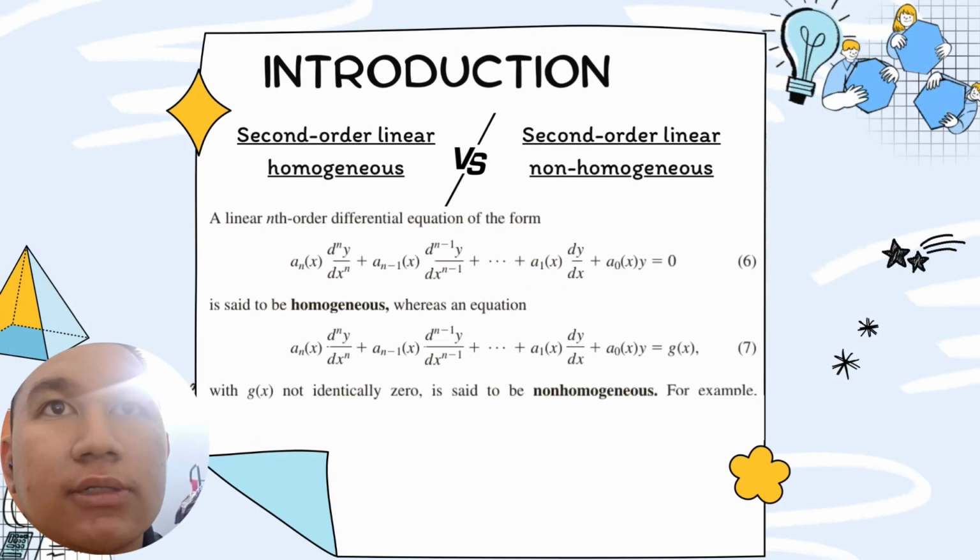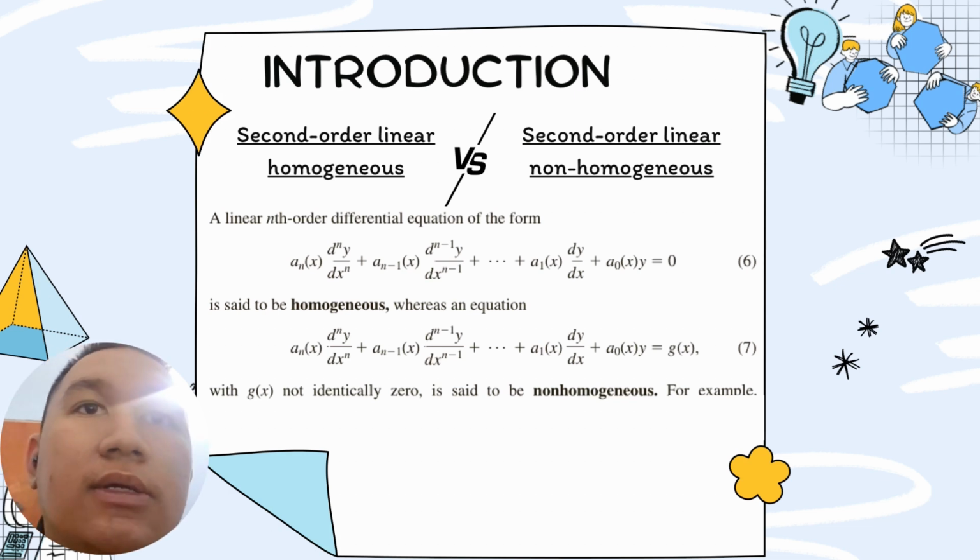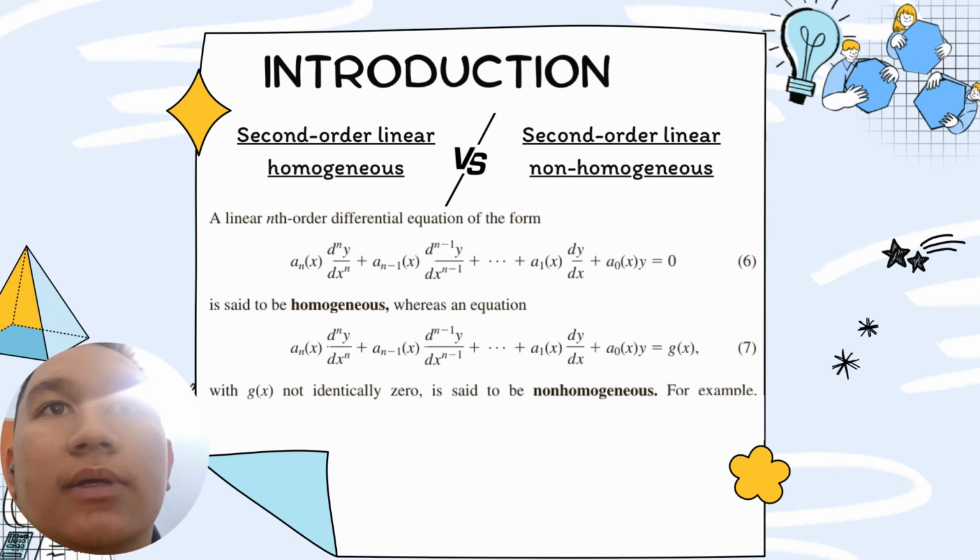For introduction, there are two categories: second order linear homogeneous versus second order linear non-homogeneous. A linear second order differential equation of the form is equal to 0 is said to be homogeneous, whereas an equation is equal to g(x), with g(x) not identically 0, is said to be non-homogeneous.